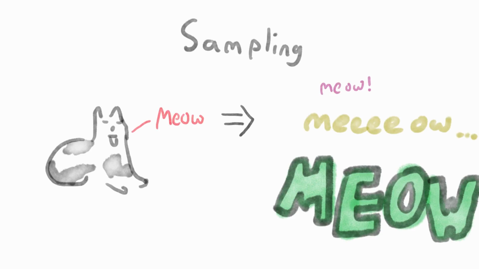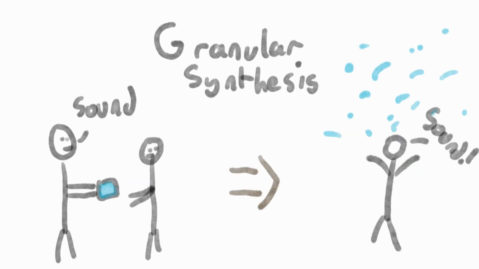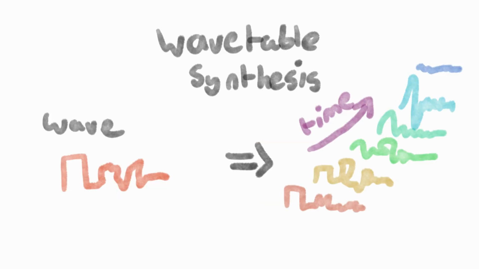You can do cool stuff where you start replacing the waves with a sample. There's granular synthesis where you chop up sounds into really small pieces and play them back. And there are things like wavetable synthesis where you change the actual wave that you're playing over time. But they're all just making waves like this.